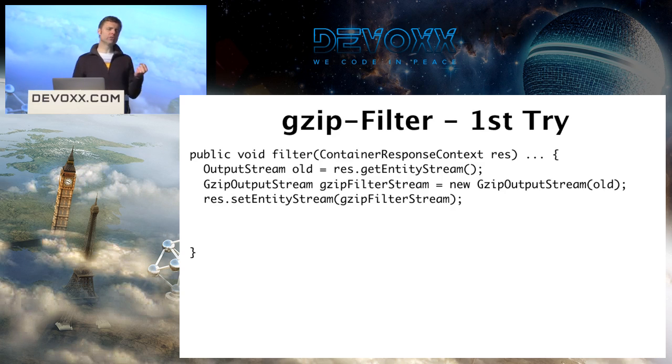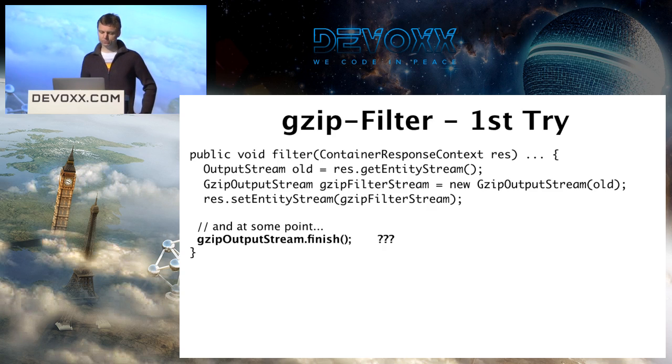So if we would use this to implement a compression filter, where we say, okay, when we send a response from the server, we want to gzip this, the canonical way to do this would be like this. You obtain the old stream with getEntityStream, and then you create an output stream zipping filter wrapping around the old one, and set it back.